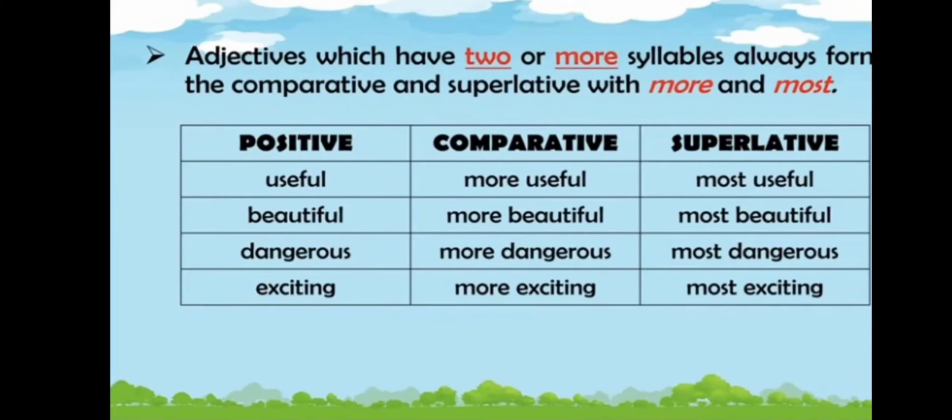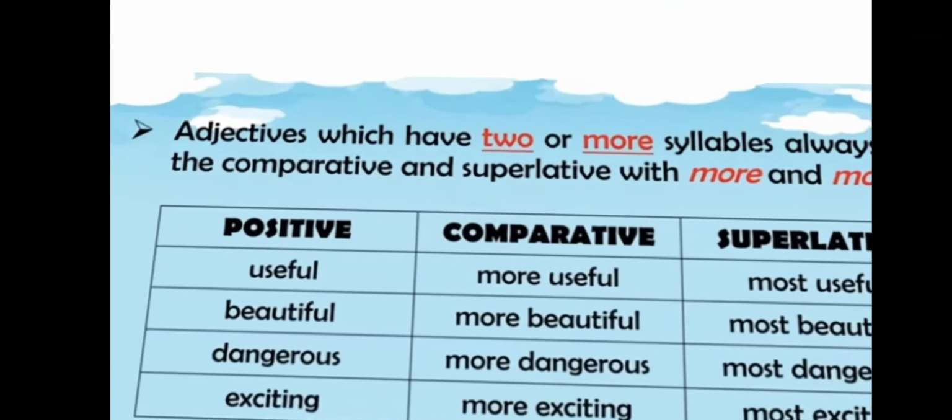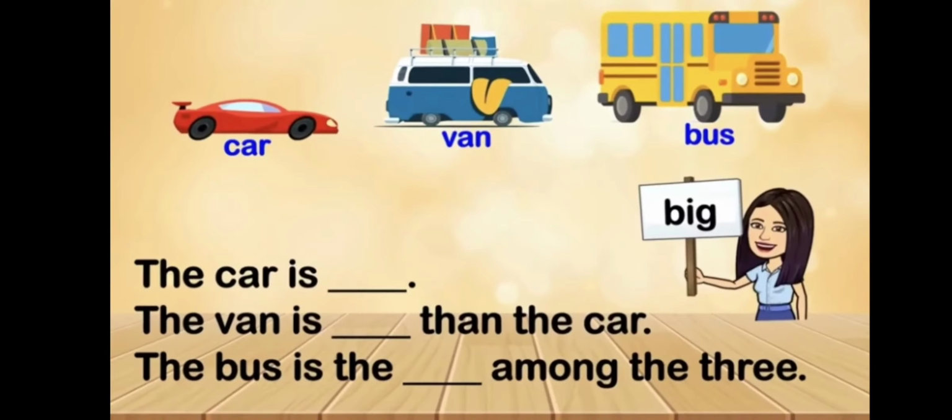Got it? Now let's have some examples. Here, the car is dash, the van is dash than the car. The bus is dash among the three. So here the first one is, the car is big. Here it's a positive degree. We are not comparing the car to others. Next, the van is dash than the car. Here we are comparing the van with the car.